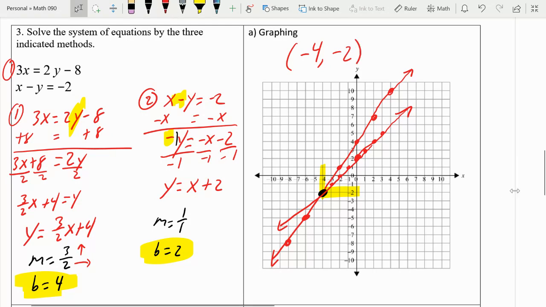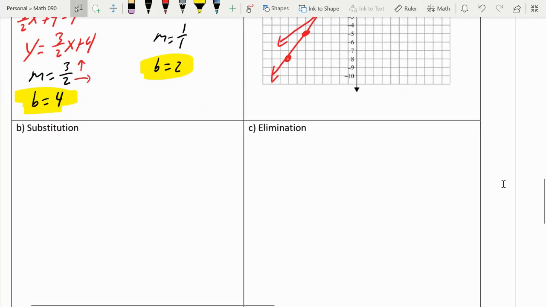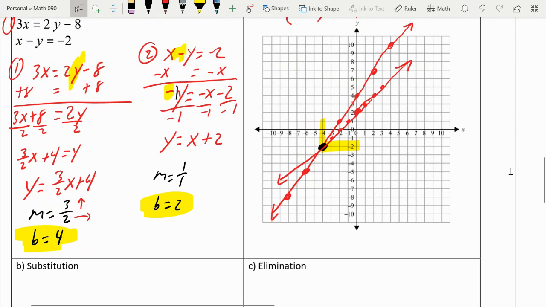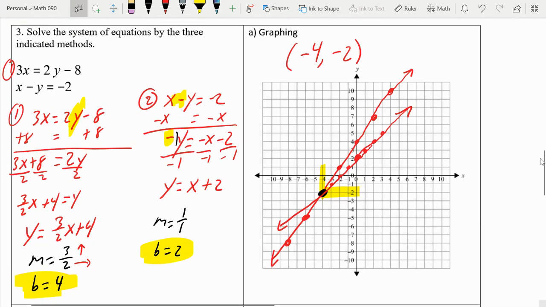Again, how could I verify that that answer is correct? I can take these two answers, this -4 and -2, and plug it back into the equations. I'm going to let you do it. I'm not doing that mess. All right, substitution. All right, then.